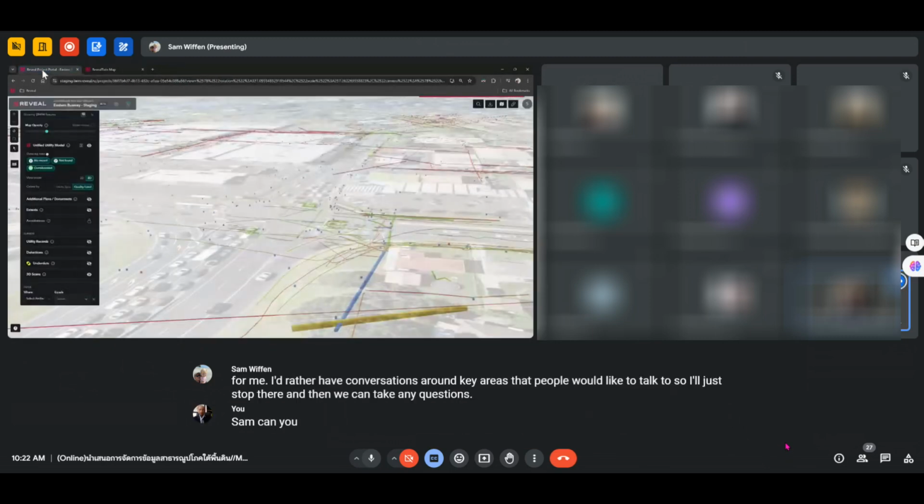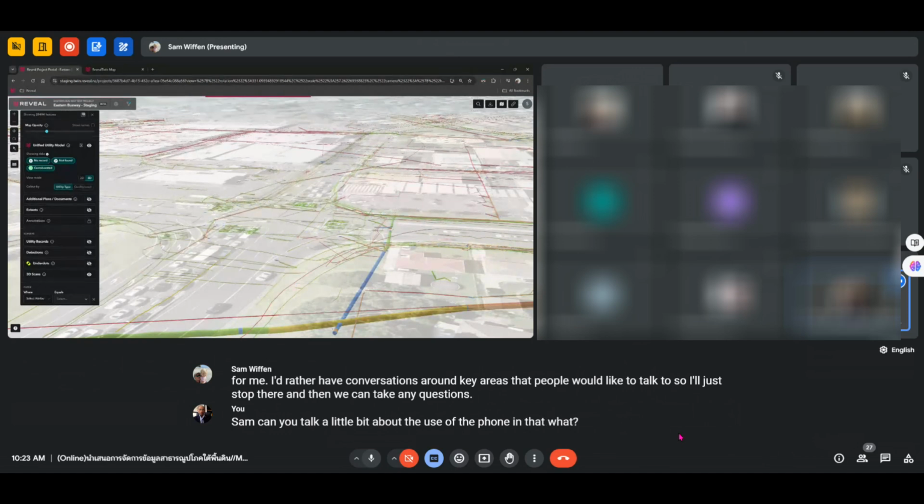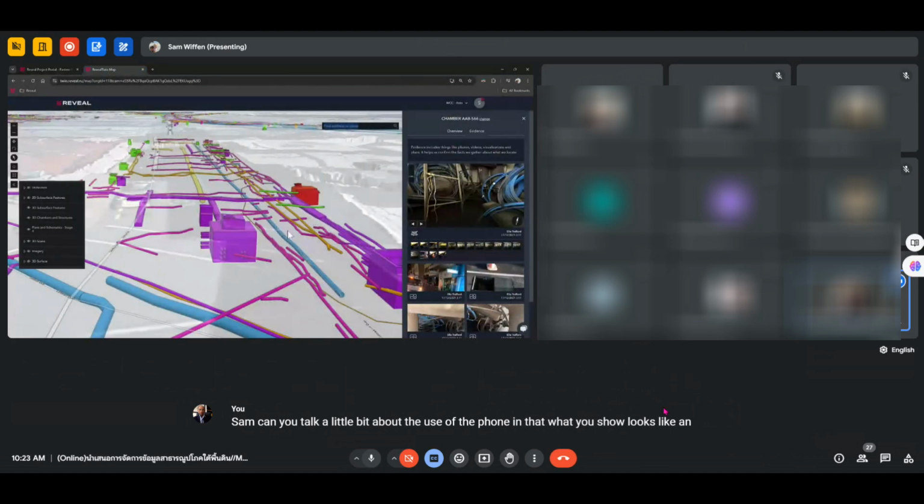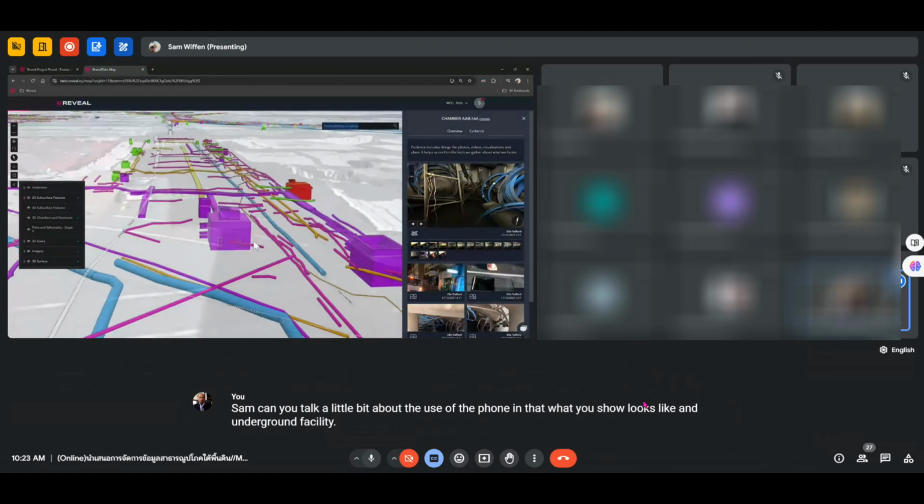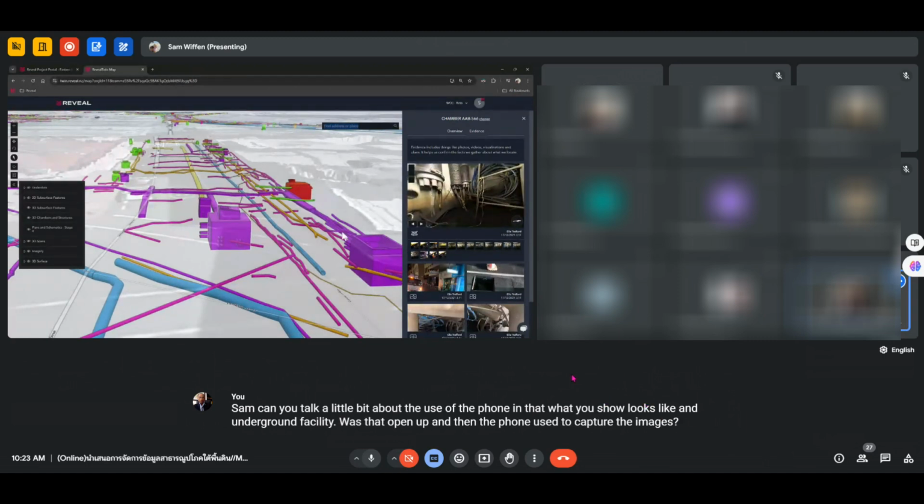Sam, can you talk a little bit about the use of the phone in that? What you show looks like an underground facility. Was that opened up and then the phone used to capture the images and the video?